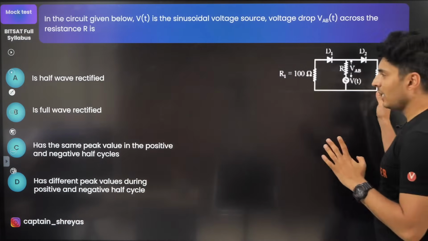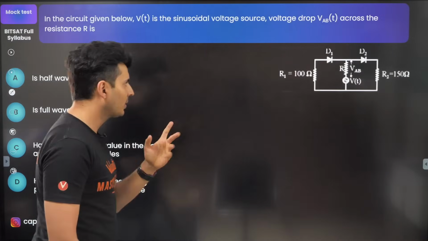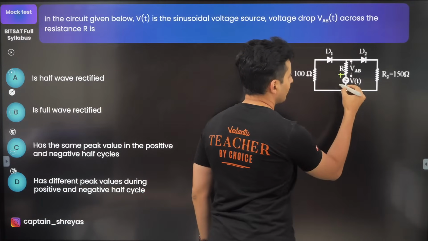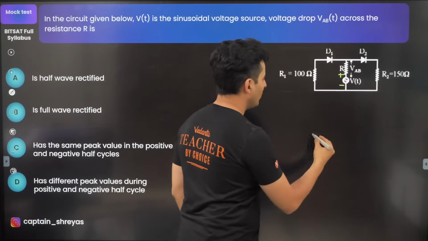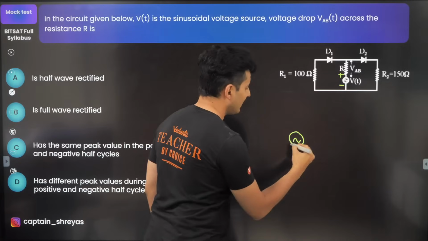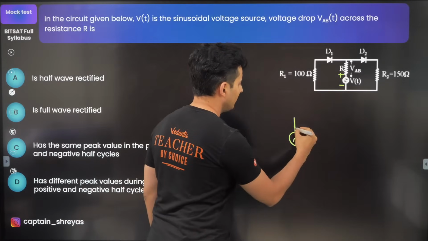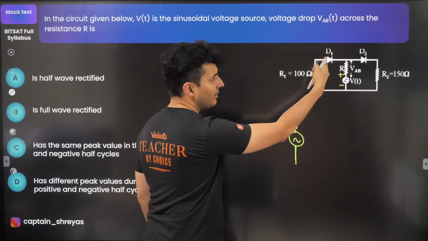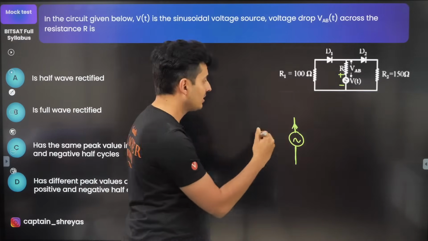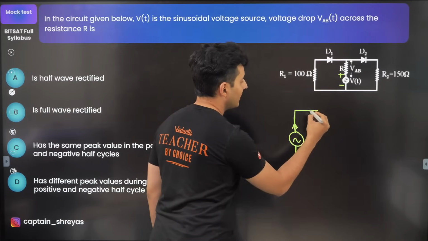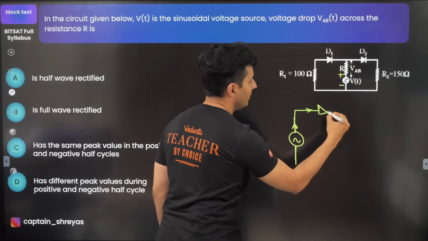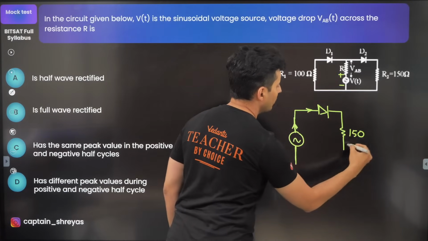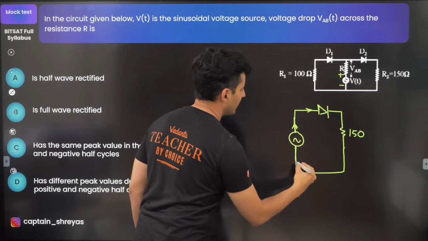Interesting. Let's try out each part. Okay, let's try out each cycle. So let's say this becomes positive, this becomes negative. So this is the AC circuit, this is positive, this is negative, current will come out like this. It can't enter diode 1 because it will be reverse biased. So the only way the current can flow is through diode D2, and it will go via this resistance of 150 ohms, and it will come back over here.